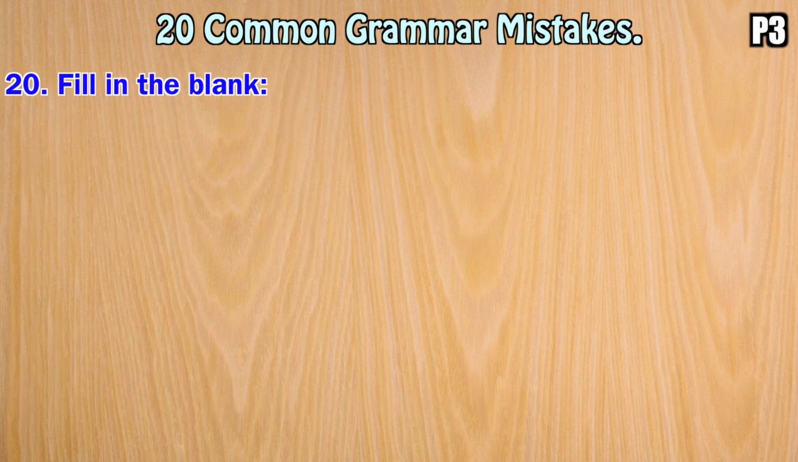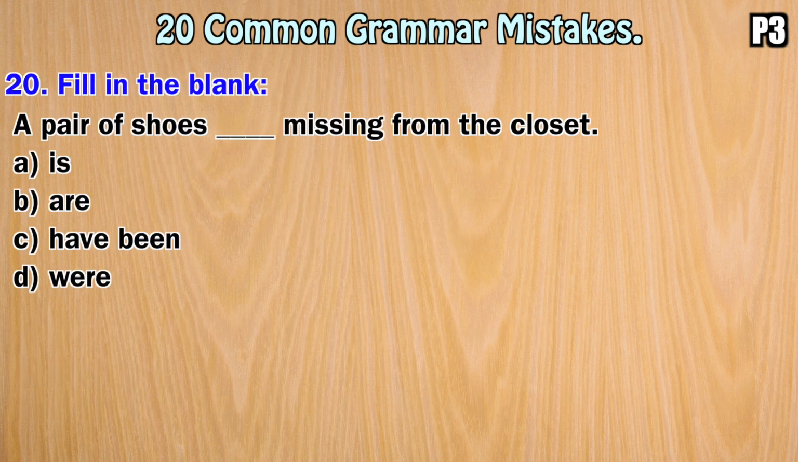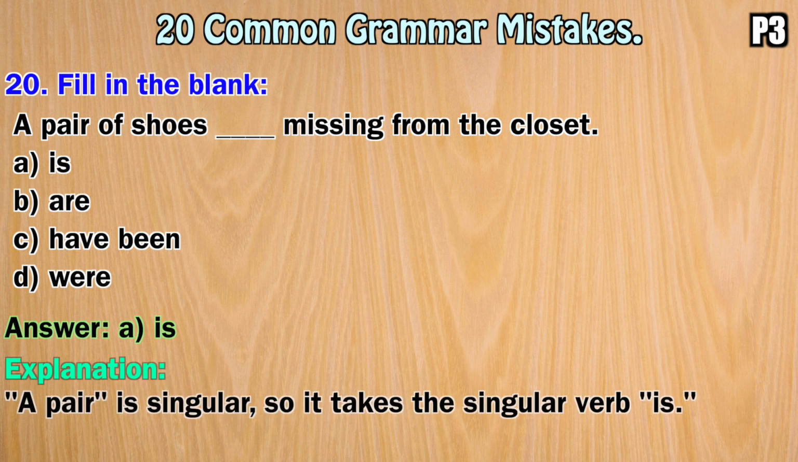20. Fill in the blank. A pair of shoes, missing from the closet. A. Is. B. Are. C. Have been. D. Were. Answer: A. Is. Explanation: a pair is singular, so it takes the singular verb is.